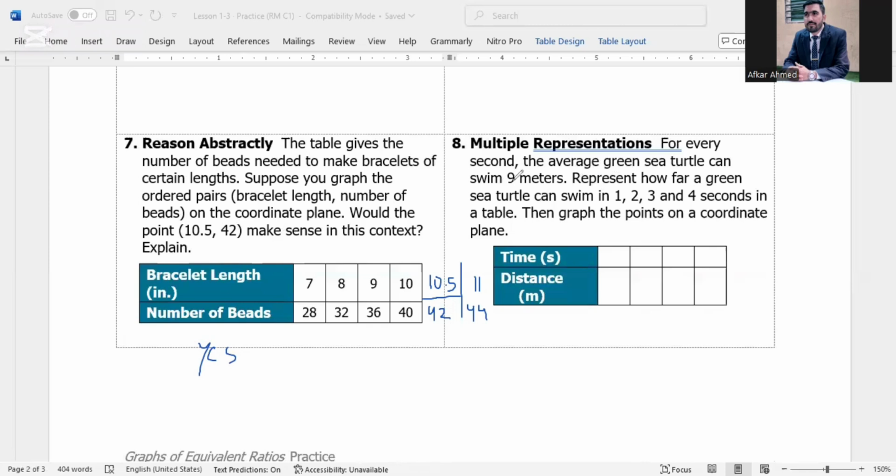It's given here that it can swim 9 meters, for how many seconds? 1, 2, 3, and 4. You have the number of seconds, and for every second, the distance is 9. So 1 times 9 is 9, 2 times 9 is 18, 3 times 9 is 27, 4 times 9 is 36. Write down here the points, then make the graph that is given in your book.